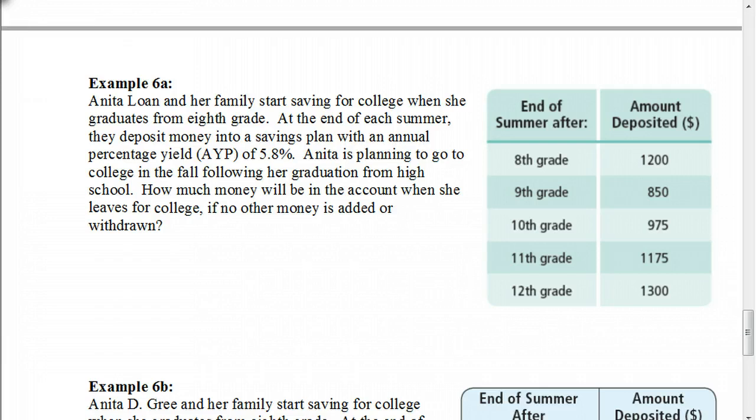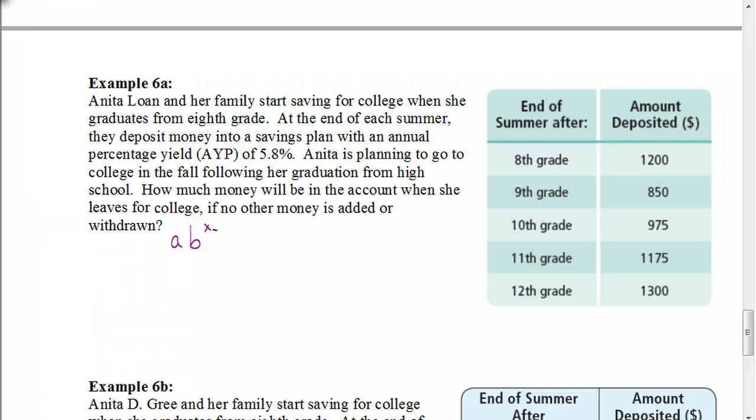So this one says Anita Lone and her family start saving for college when she graduates from 8th grade. At the end of each summer, they deposit money into a savings plan with an annual percentage yield of 5.8%. Anita is planning to go to college in the fall following her graduation from high school. How much money will be in the account when she leaves for college if no other money is added or withdrawn? Now we have to use our exponential equations that we've talked about before, where we have our initial amount, our a, times our growth factor b to the x power.